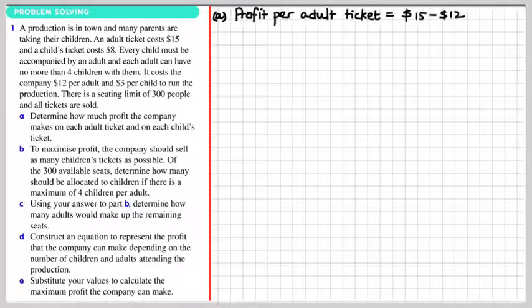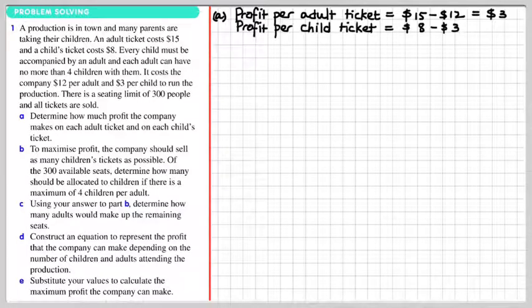Part A, determine how much profit the company makes on each adult ticket and on each child's ticket. Well, we can do that easily enough, can't we? Because the profit on each adult ticket is $15, what they sell it for, minus what it costs them for each adult attendance. So that's $3, isn't it? And the profit on a child ticket is $8, what they sell them for, minus $3 is what they cost. That's $5. Well, that was pretty easy, wasn't it?